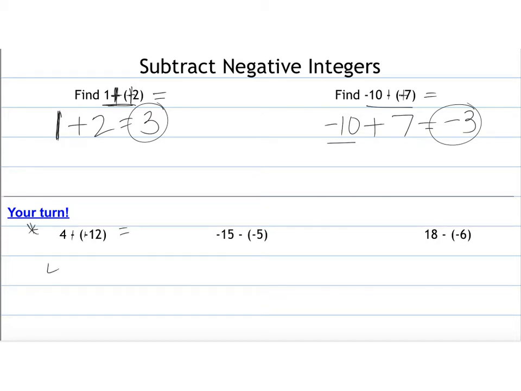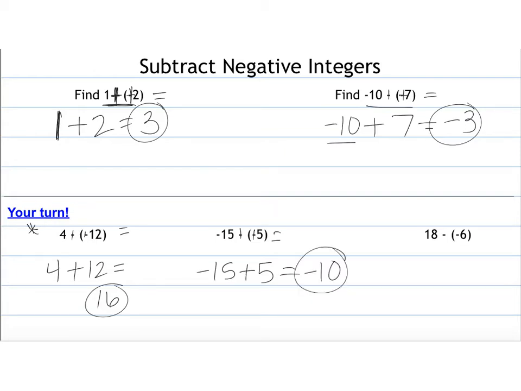So chop, chop, 4 plus 12 is 16. Negative 15 minus negative 5 would be chop, chop. So negative 15 plus positive 5. If you're going to do the chop, chop, make sure that you rewrite it and copy it correctly. So negative 15 plus 5, I know, is negative 10.